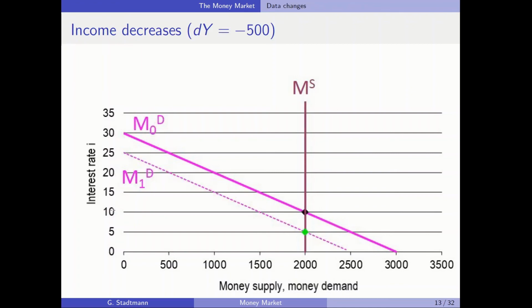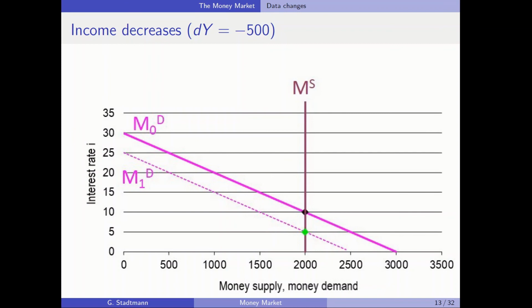What happens if income decreases? Here we are assuming that income decreases by 500 units. So the money demand relationship shifts to the left. We get a new intersection here in this green point. So it's the case that a decrease of GDP leads to a decrease in money demand, and therefore the interest rate decreases from 10 to 5.